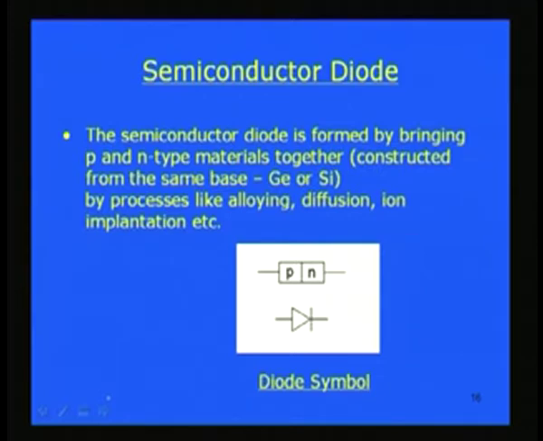So, this PN junction actually is the backbone of the semiconductor diode. A semiconductor diode is formed by bringing the P type and N type materials together. Whatever we have been discussing till now, this PN junction basically forms the diode.